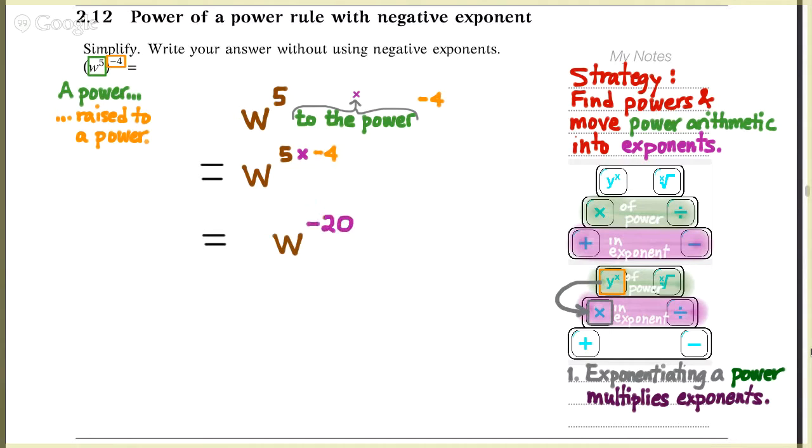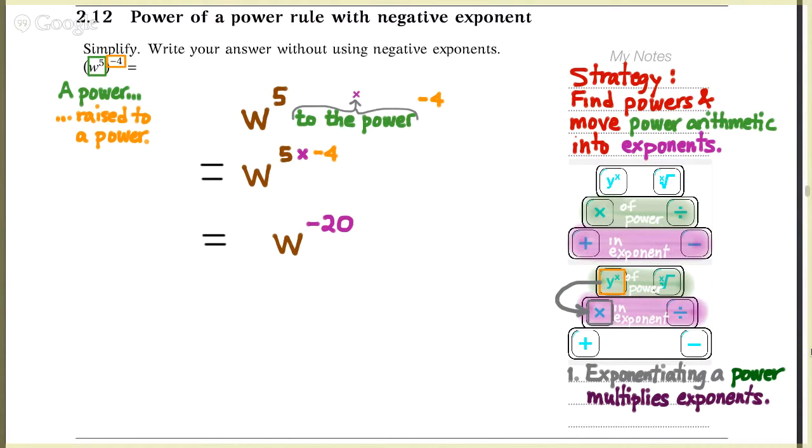5 times -4 is -20. And so in total, when we've done all the arithmetic to the exponent that we can do here, we have -20 powers of w in our final answer to this problem, which is great. So that's the tricky step. That's the new step, right? To raise a power to a power, multiply the exponents by one another.